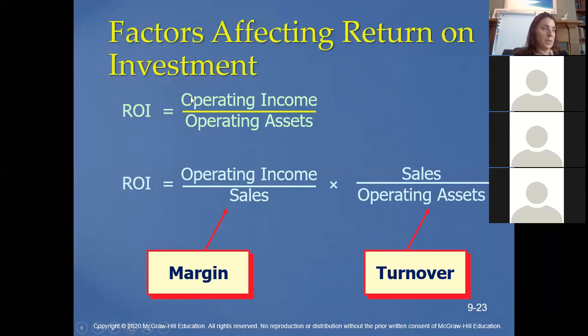So we talked about what ROI was. Now, margin is your operating income over your sales. That's for every sales dollar that you earn, how much is actually operating income. So if your sales are $100 and your operating income is a dollar, that means it's 1%. For every dollar that you sell, one penny of that is actually profit or operating income. And then your turnover is a look at how well your assets are working for you. So it's sales over operating assets. When you cross out your sales, you get your regular ROI. Any questions?